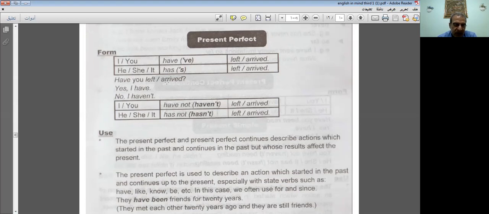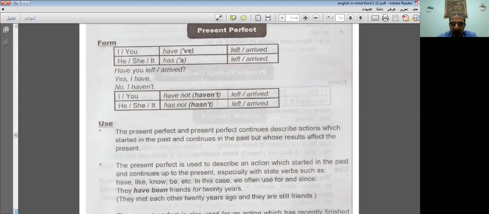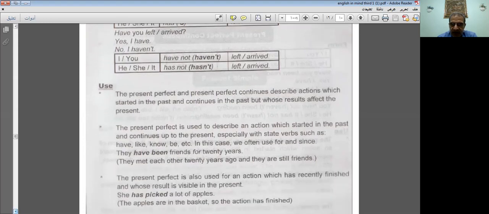Have you left? Have you arrived? Yes, I have, or no, I haven't. Here we have the negative. You put not after have or has, and before the past participle. Why do we use the present perfect?